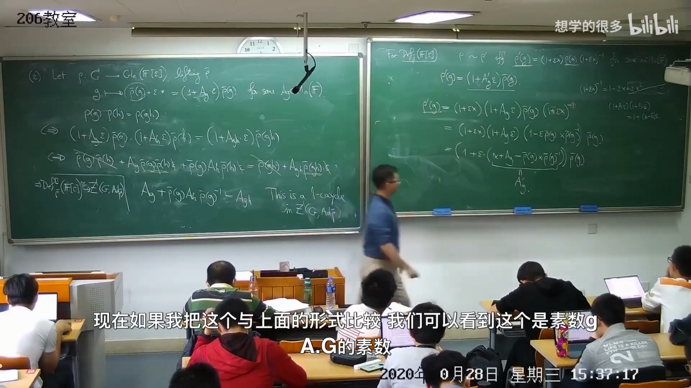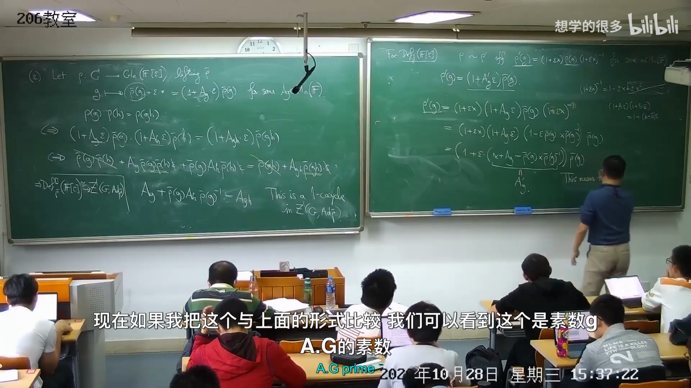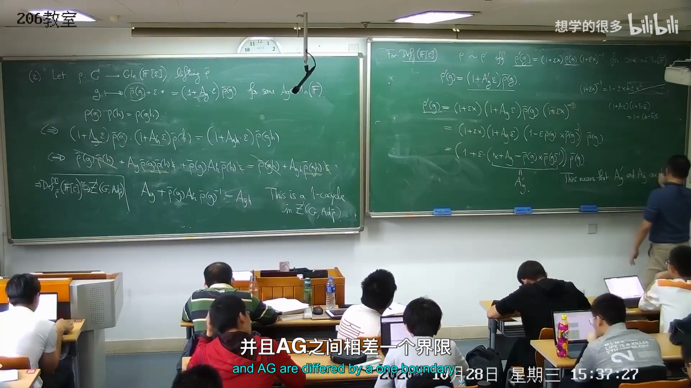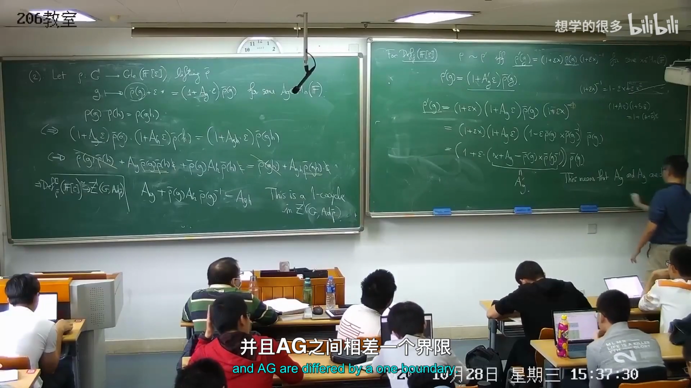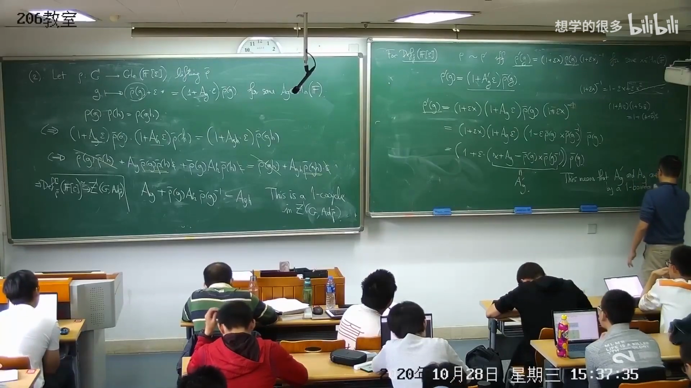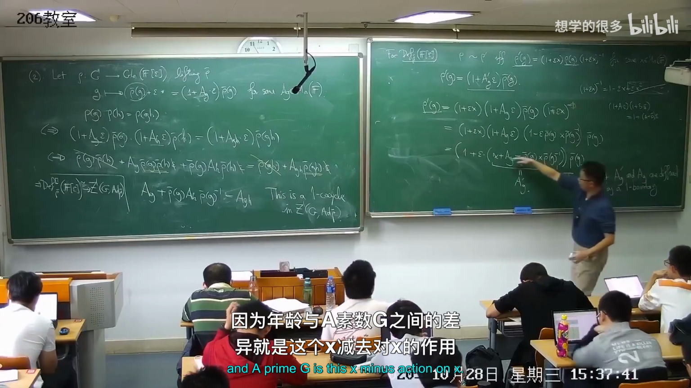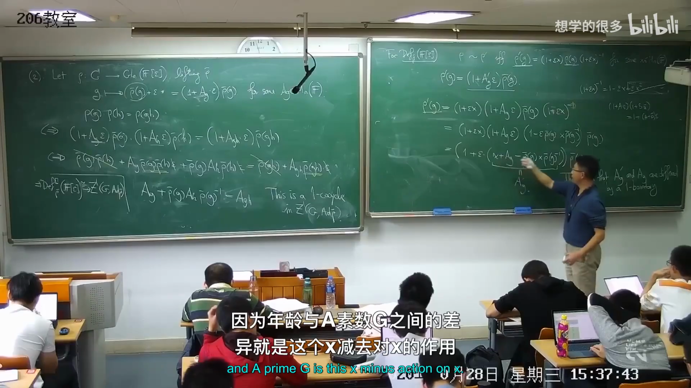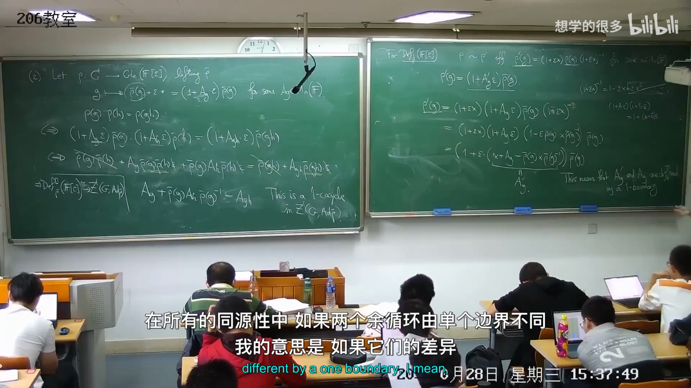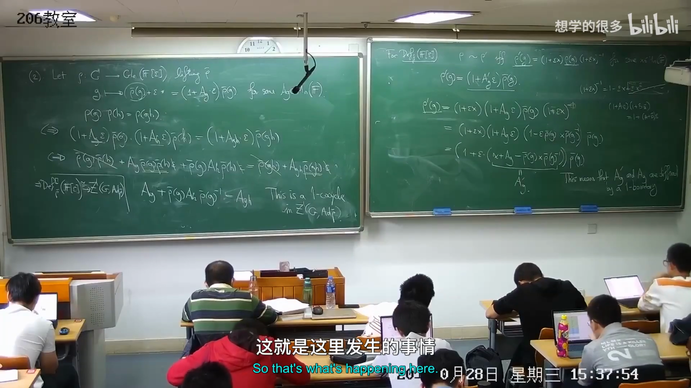So this means that AG prime and AG differ by a one-boundary. Because the difference between AG and A prime G is this x minus the action on x. So in group cohomology, if two cocycles differ by a one-boundary, I mean, if their difference is something like gx minus x, that's what's happening here.